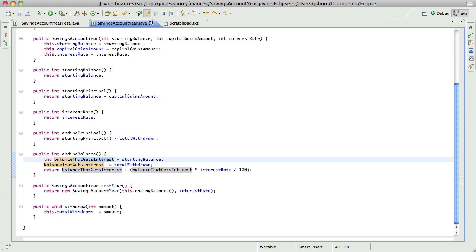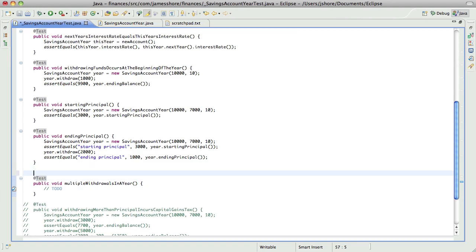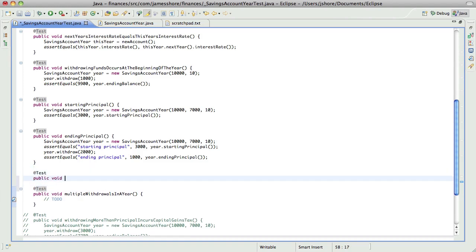I'm going to rename this again to modified start, and then clean it up a bit more by saying starting balance minus total withdrawn. Okay, that should work. So there's also the question of any principal when more than principal withdrawn. Let's see, any principal never goes below zero.